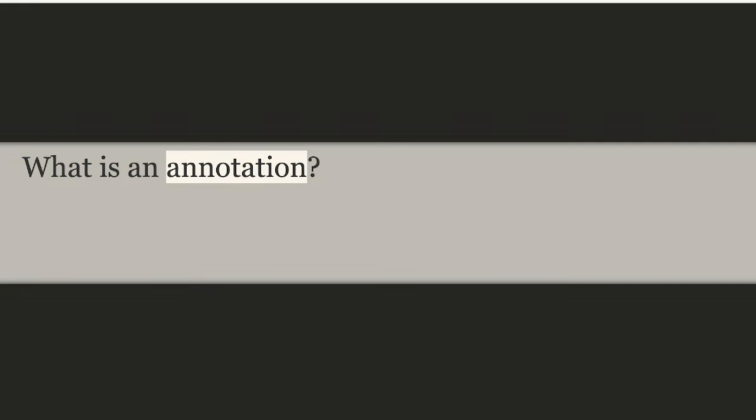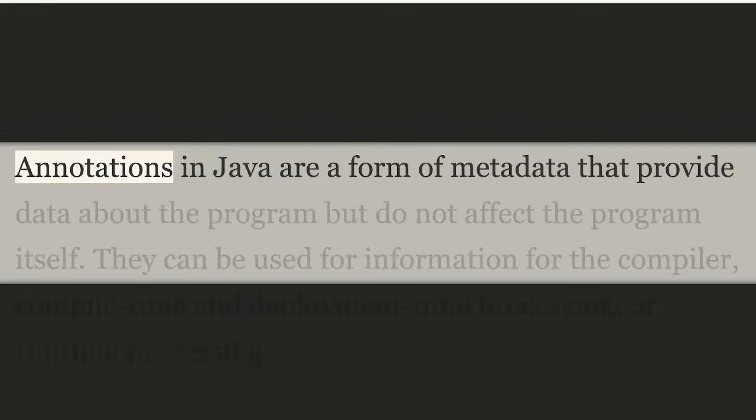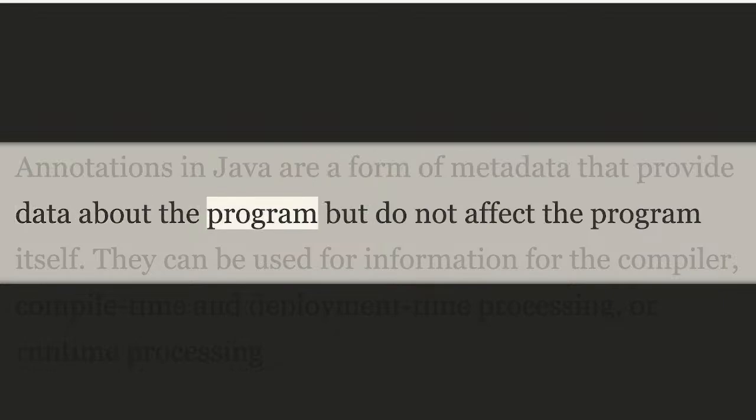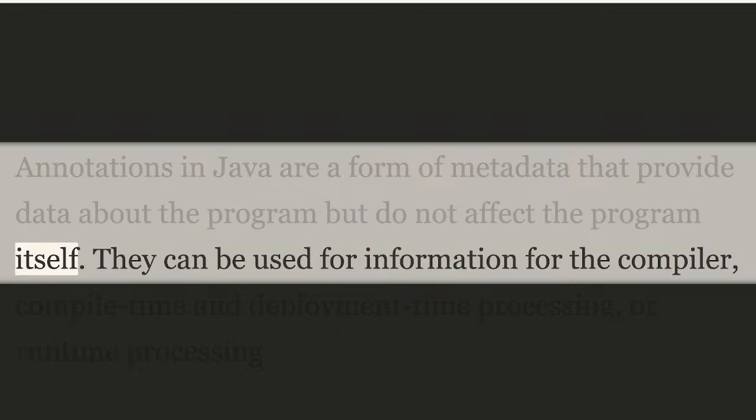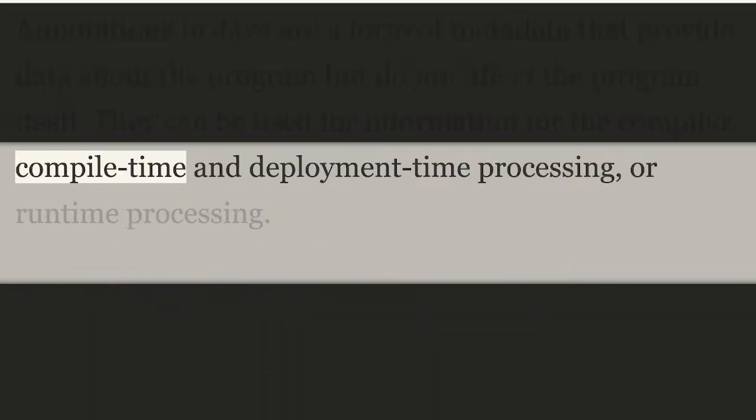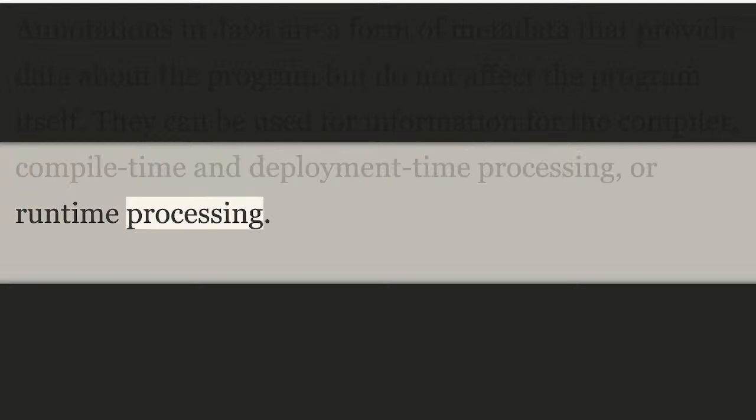What is an annotation? Annotations in Java are a form of metadata that provide data about the program but do not affect the program itself. They can be used for information for the compiler, compile time and deployment time processing, or runtime processing.